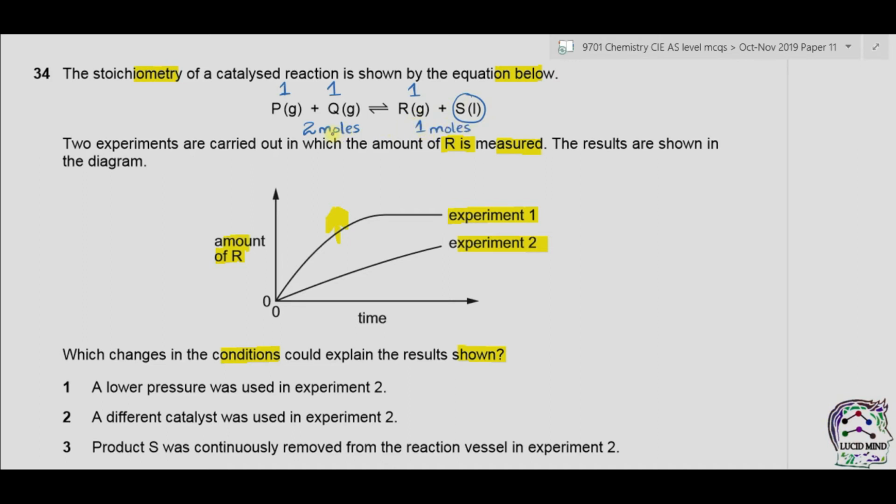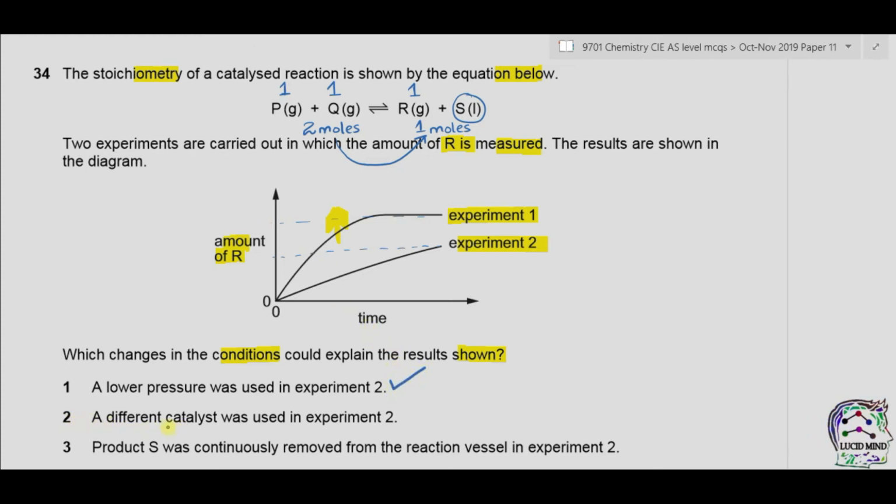Now we know that when pressure is increased, the equilibrium moves from more moles to fewer moles. In option 1 a lower pressure was used, which means that the equilibrium will move in the backward direction and the amount of R formed will be less. As in experiment 2, we can see that the amount of R is less as compared to experiment 1. So the first statement is correct.